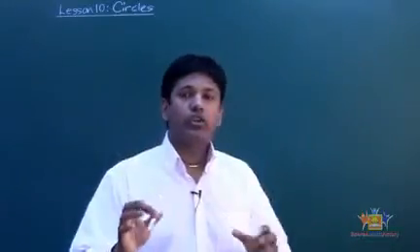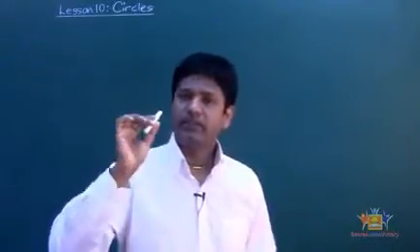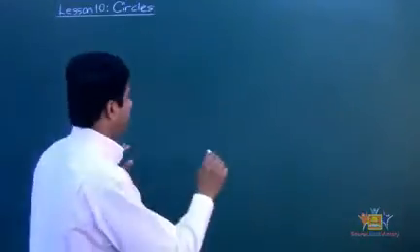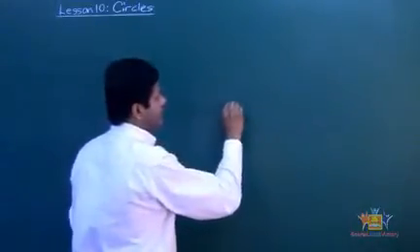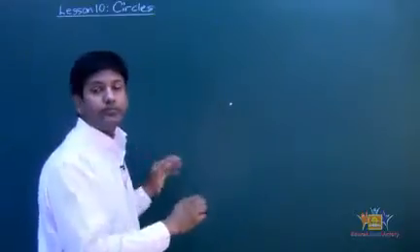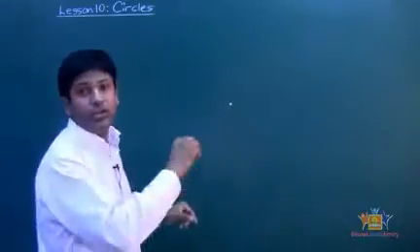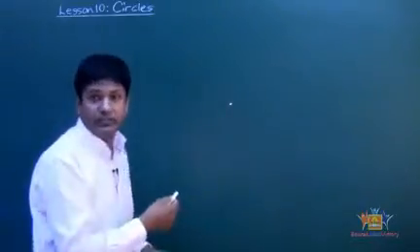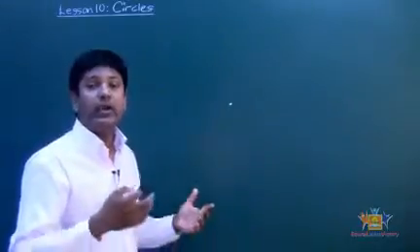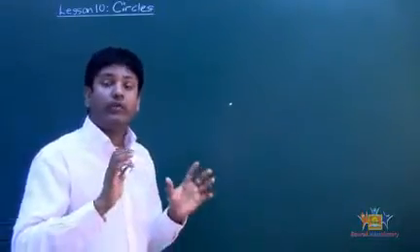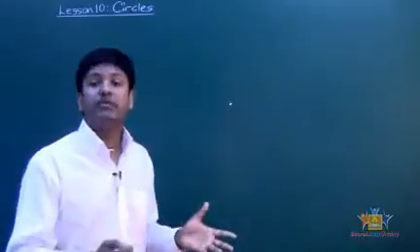Now, a circle has a center. That's a very important point. The point is the center. And from the center you have the circumference. What is the circumference? Let's say, for example, in a previous lesson we talked about perimeter.